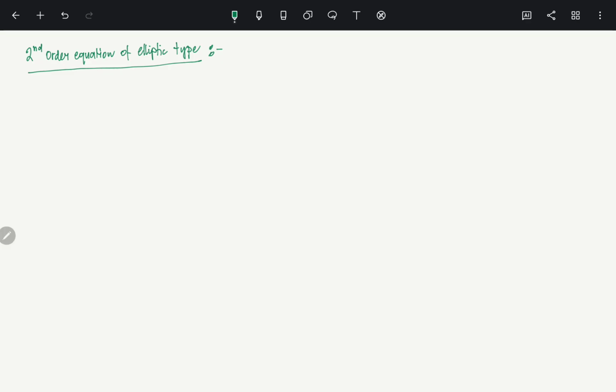So as I told you, if you have a linear second order equation, let's say in 2 dimensions, you can just look at the discriminant, which is b square minus 4ac. If that is negative, you have an elliptic equation in your hands, right? And what is the prototype of it? So let me give you an example.